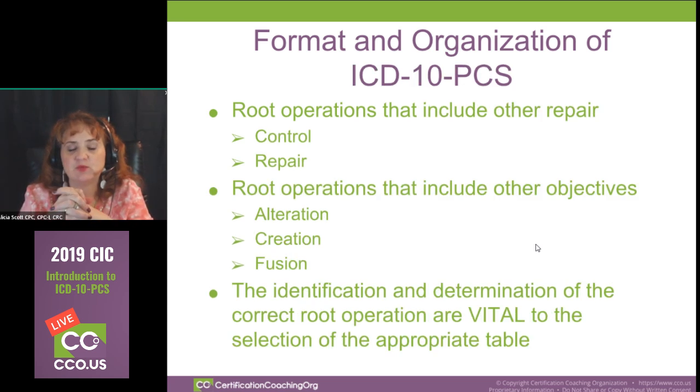If we're going to repair something, then we're going to use the root operation control or repair. So if we're going to control the bleeding, right? If we're going to do a root operation that includes some other objective that's not already covered, we can alter something, we can create, or we can fuse something together. We can fuse a joint. We can create another avenue for blood to go through.